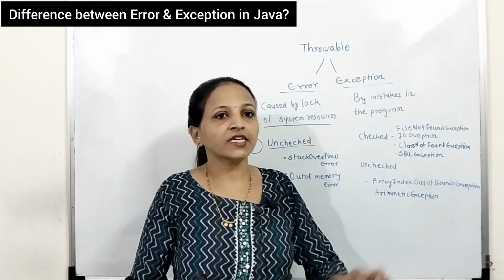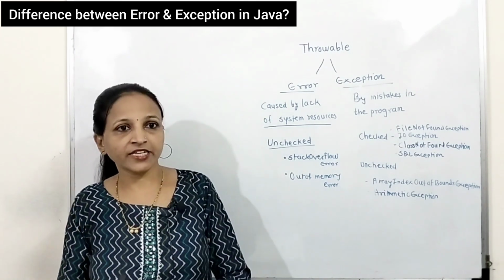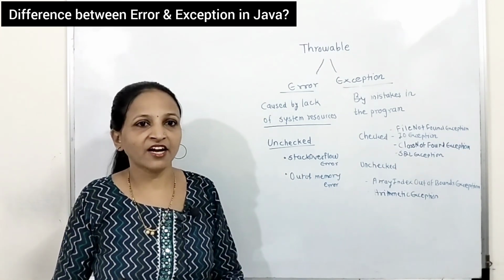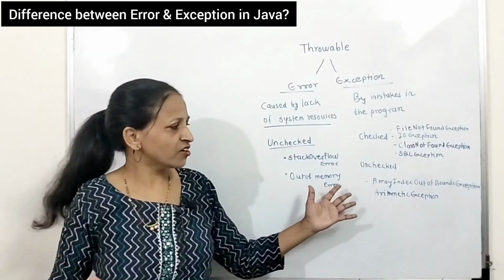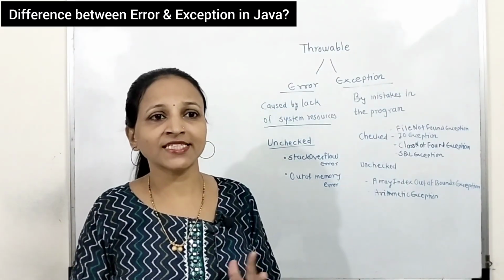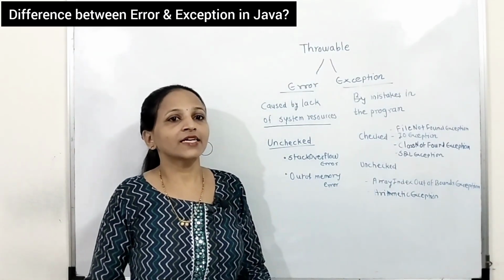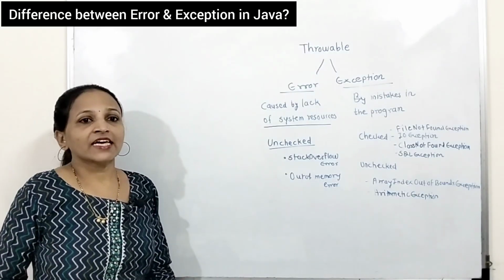Okay, there are two categories of exceptions, checked and unchecked. Checked means checked by the compiler in advance. Unchecked means the compiler will not check those exceptions in advance at compile time. Getting? This is all about the difference between error and exception.